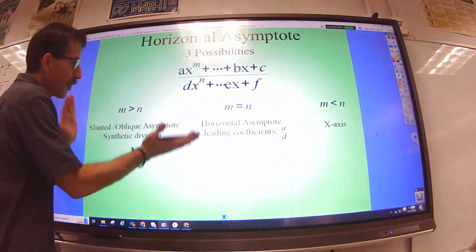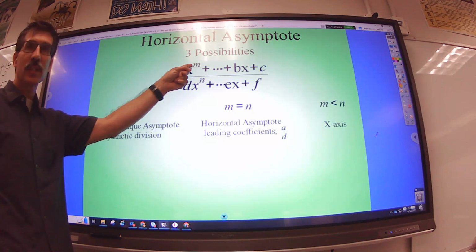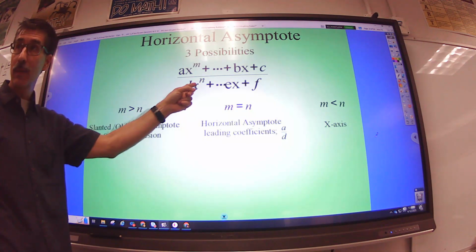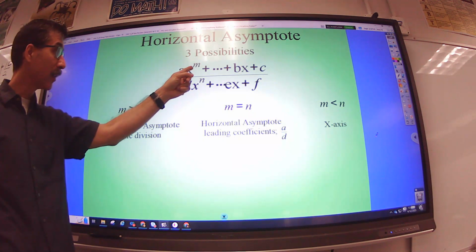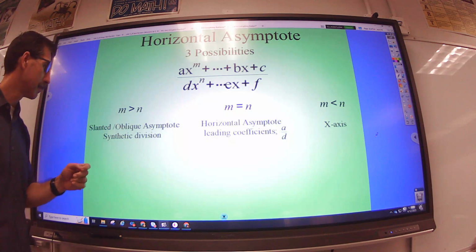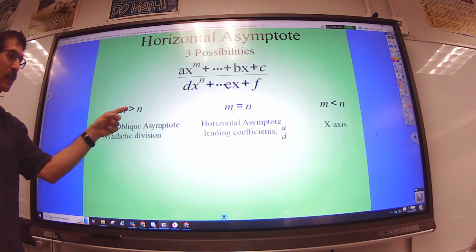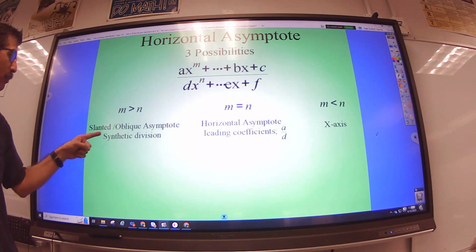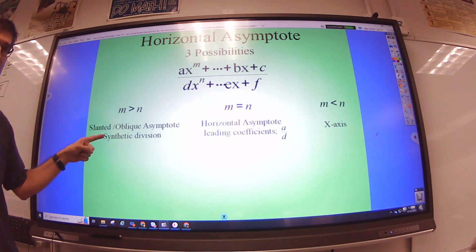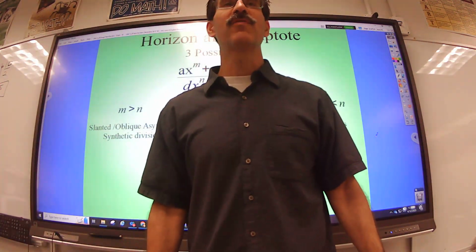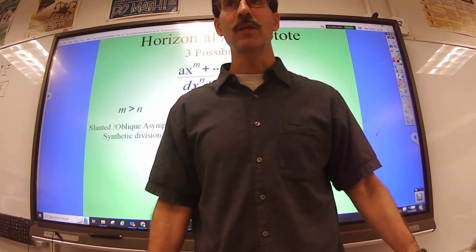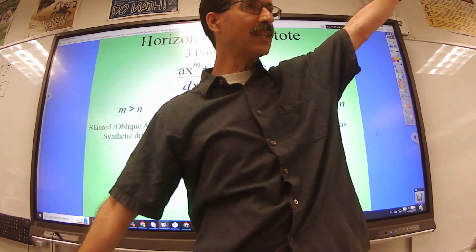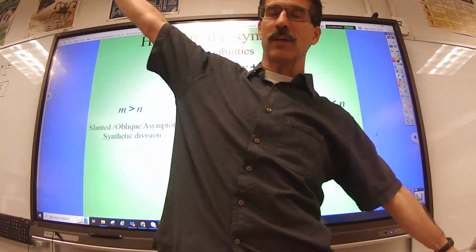Notice, before we talk about this, this is the largest exponent in the numerator. This is the largest exponent in the denominator. M, N, right? Largest exponent in the numerator is M. Largest exponent in the denominator is N. If M is bigger than N, that means it's going to be a slanted oblique asymptote where we use synthetic division. It's going to go like this, slanted, or like this, slanted. Technically, it's not horizontal, but I'm calling that horizontal.